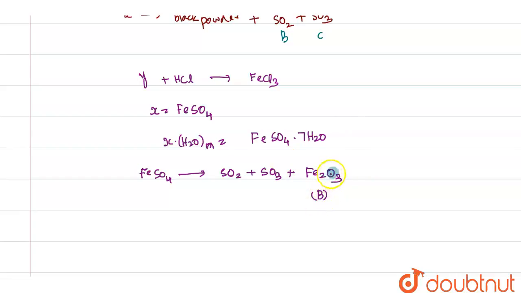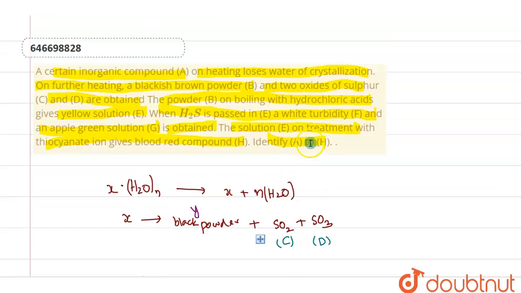Actually I had made a mistake previously. The oxides are C and D, pardon me for the mistake, and Fe2O3 will be the compound B, and the initial compound A is FeSO4 dot 7H2O. So we have A, B, C, D.